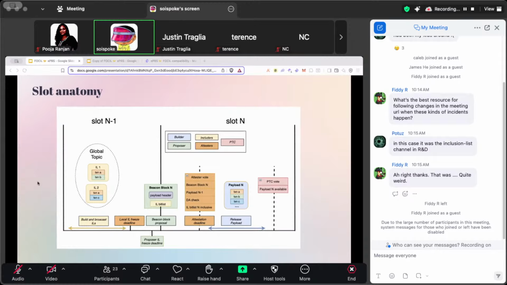And yeah, again, it can be done by the PTC too. And we'll go over the difference there. Okay, so that's for the attesters, the orange column there.